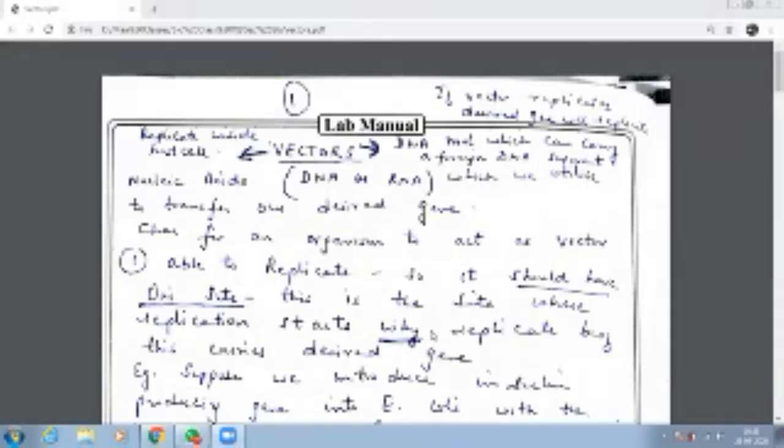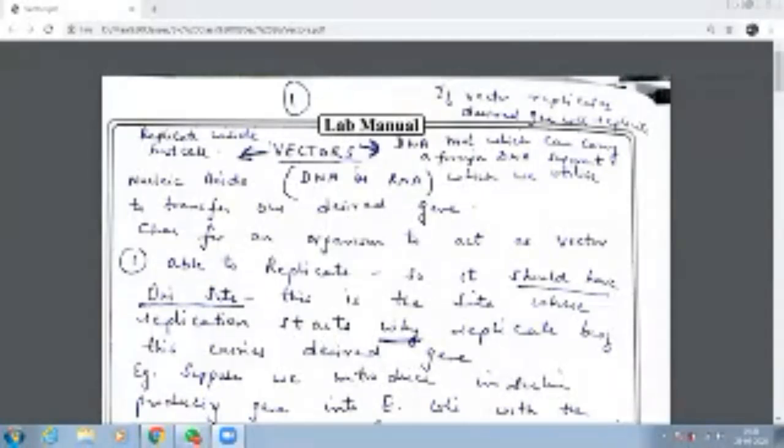Why do we want to replicate? Why do we want to replicate this DNA segment? ये जो छोटा सा DNA segment हमने भेजा वेक्टर के फॉर्म में, इसका replication क्यों कराना है? Because it carries the desired gene. अगर वो replicate करेगा तो desired gene की भी बहुत सारी copies बन जाएंगी, which we want. That is the main reason that we want it to replicate.